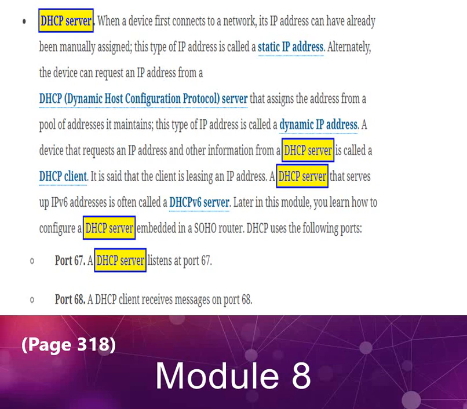A DHCP server that serves up IP version 6 addresses is often called a DHCPv6 server. Later in the module, you'll learn how to configure a DHCP server embedded in a SOHO router. DHCP uses the following ports. 67, a DHCP server listens on port 67. A DHCP client receives messages on port 68. This can be found on page 318.